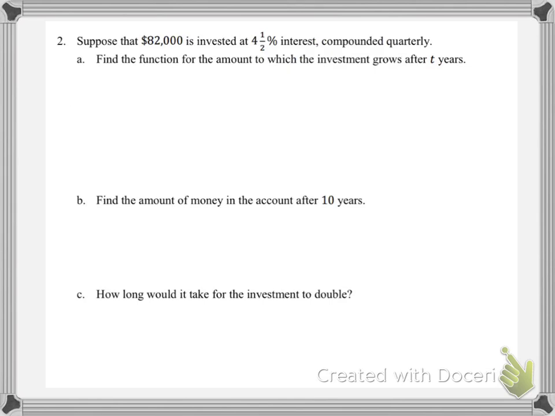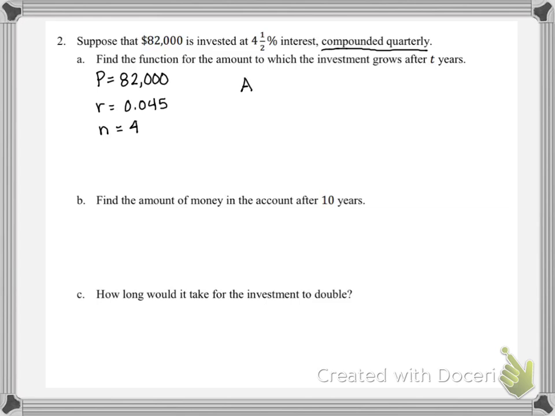So let's do a couple calculations. We want a function for the amount to which the investment grows after T years. We see, along with the word compounded, it says quarterly. It doesn't say continuously, so we know we're using the periodic interest formula. Our principal is $82,000. Our rate is 0.045. Time is going to be T, and then we need N. So N is 4, quarterly.